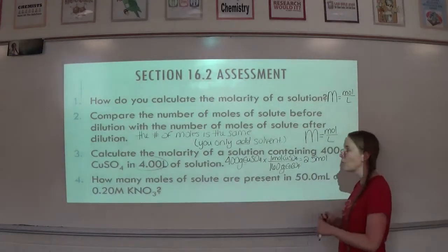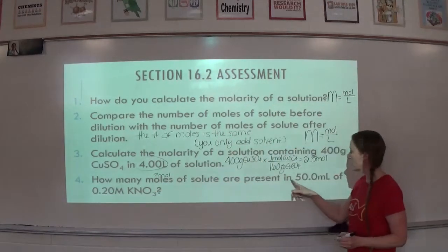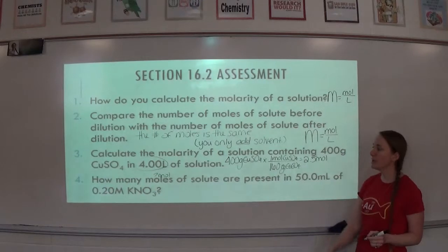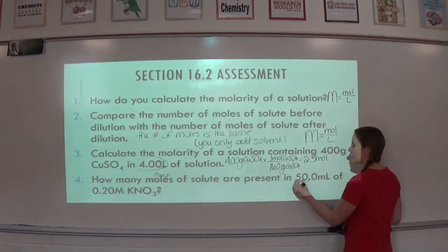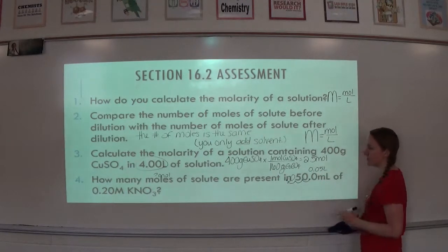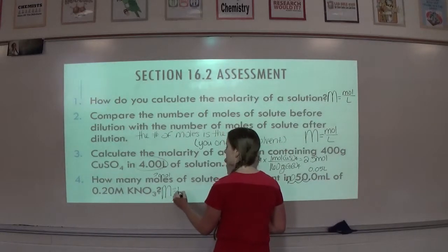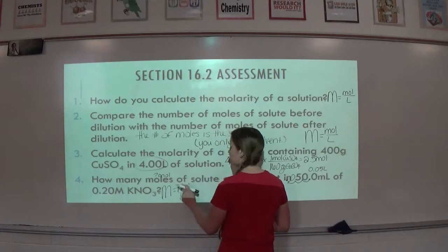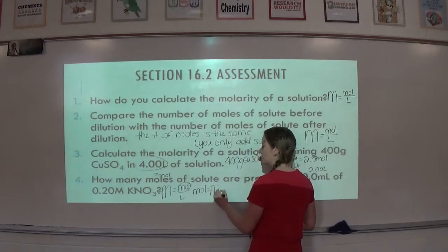So it says how many moles, so this time I'm solving for moles, of solute are present in 50 milliliters of 0.2 molar KNO3. Okay, so I got to change my milliliters to liters. So we get 0.05 liters. And I have to rearrange my formula. So remember, molarity is moles per liter. So if I want to solve for moles, I multiply both sides by liters.